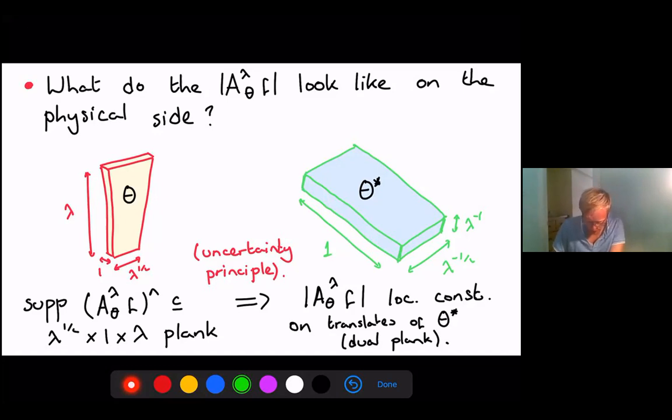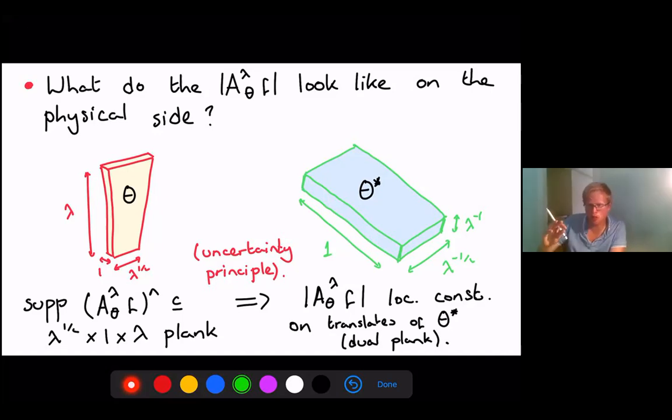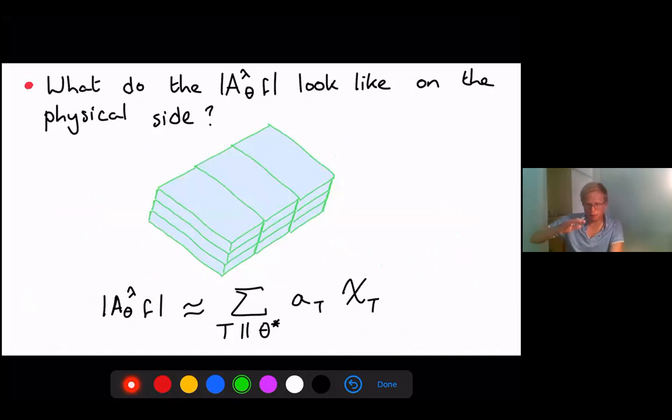And by the uncertainty principle, we expect this function on the spatial side to be localized on translates of the dual plank. So the dual plank is the plank with the same orientation, but we take the reciprocals of all the side lengths. So now this is a 1 by lambda to the -1/2 times lambda to the -1 plank, okay? So by the uncertainty principle, this function on the spatial side is just going to look like a tiling of the Euclidean space by all these planks. And on each plank, the function is essentially constant. So we can think of this as just being a weighted sum of characteristic functions of these planks in this tiling. This is a relatively simple object.